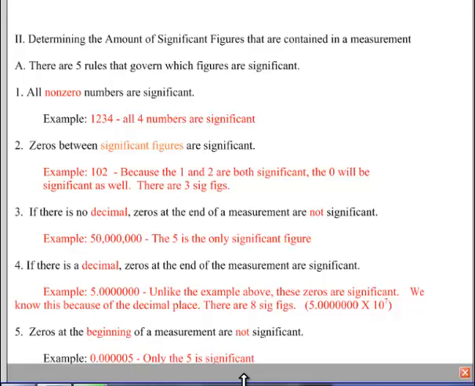The final rule is on zeros at the beginning of a measurement, and they are not significant. These are only holding a place value. 0.000005, only the 5 is significant. So there would only be one significant figure in this measurement.